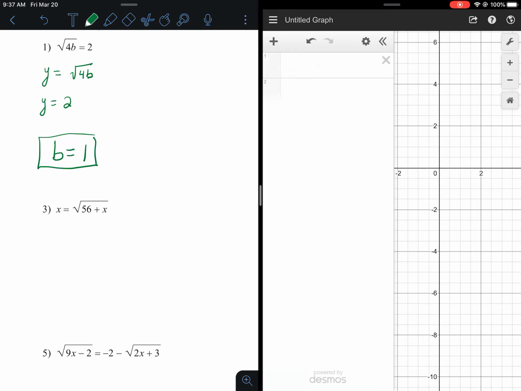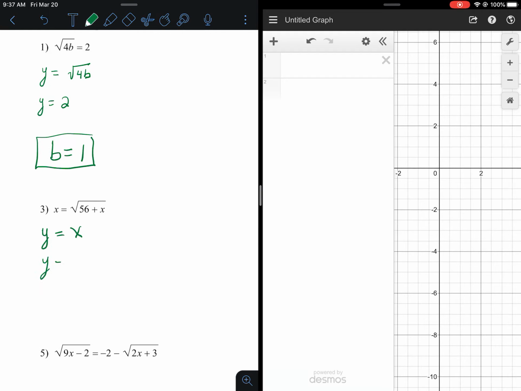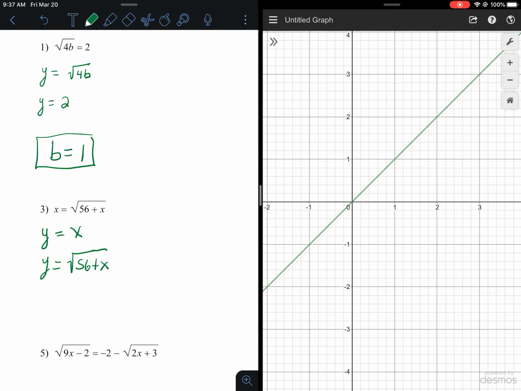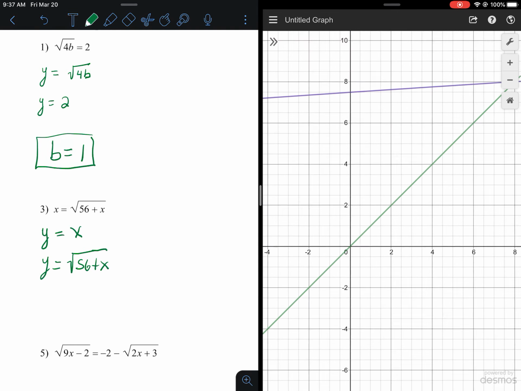All right, let's go to number 3. Similar in terms of the process, but I have a different expression. So x equals the square root of 56 plus x. I'm going to create two expressions: y equals the left side, y equals x, and y equals the right-hand side, y equals the square root of 56 plus x. And I'm going to graph both of those functions.